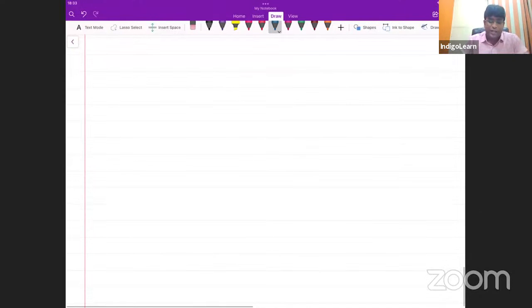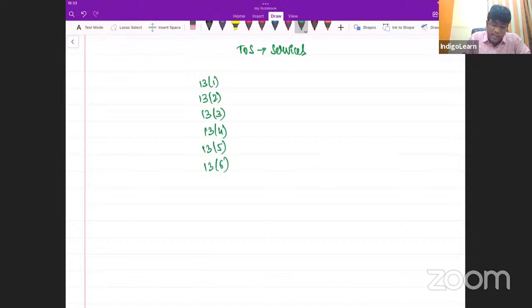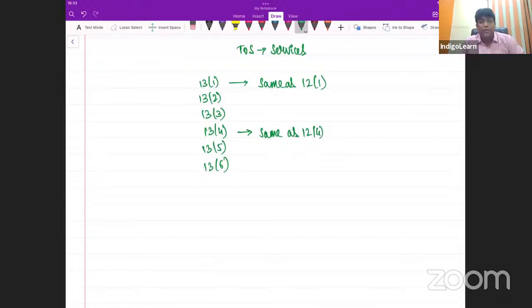Now moving forward, my dear friends, let me talk about time of supply in case of services. This is governed by section 13. But let me write an interesting point here. 13.1, 13.4, 13.5, 13.6. 13.1 is the same as 12.1, which says the liability to pay tax shall be as per time of supply. 13.4 is the same as 12.4, which talks about time of supply in case of vouchers.